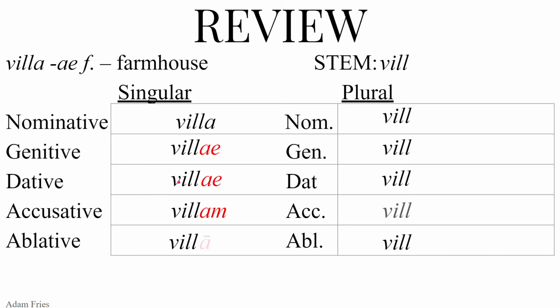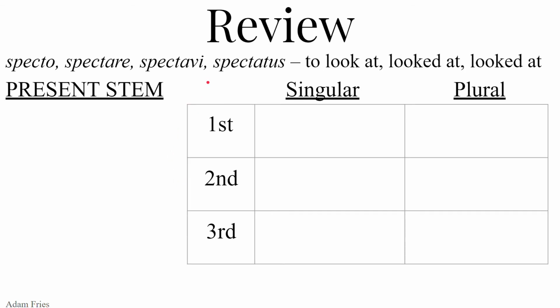And just in case we don't remember what we're doing with verbs, let's go ahead and conjugate this verb specto in the present tense. So we have the principal parts, specto, spectare, spectavi, spectatus. So I want to look at, I looked at, I have looked at. Here we have the first, second, and third principal parts in English. Present indicative, with the two, it's the present infinitive. Past indicative, past participle. Principal parts in Latin, first, second, third, fourth. Okay. The first person singular in Latin is the first principal part, specto.